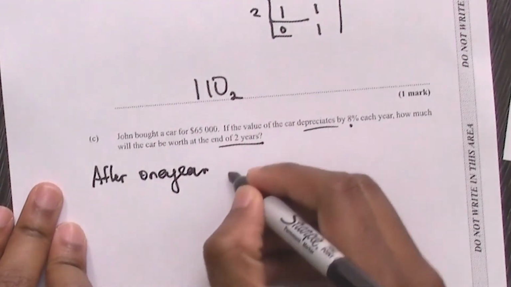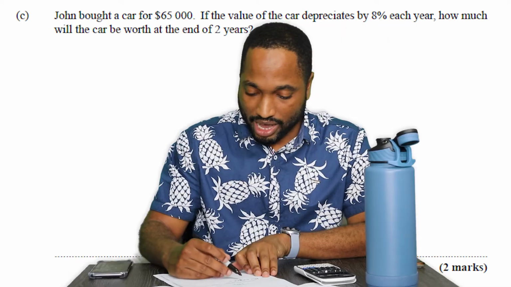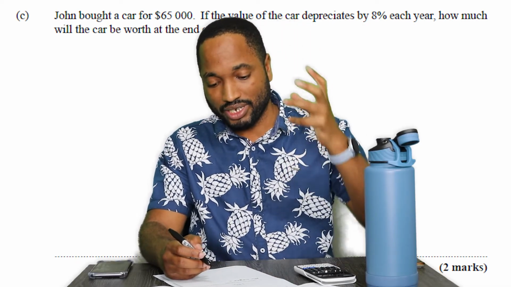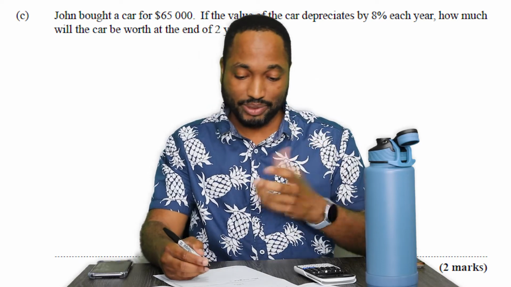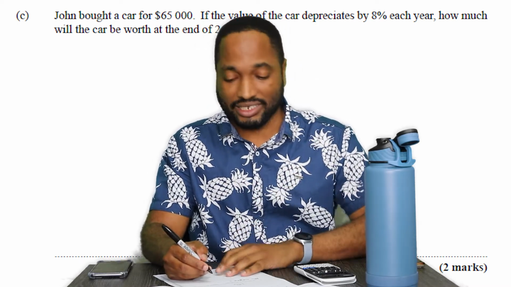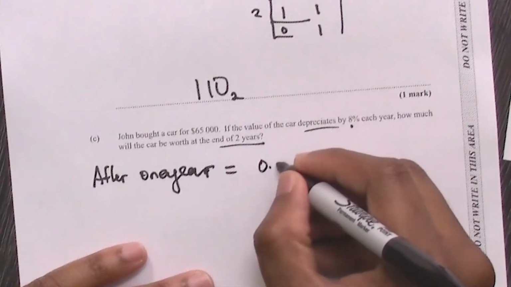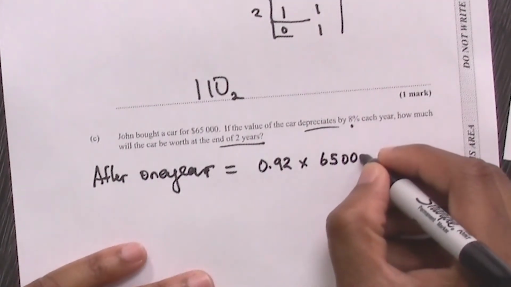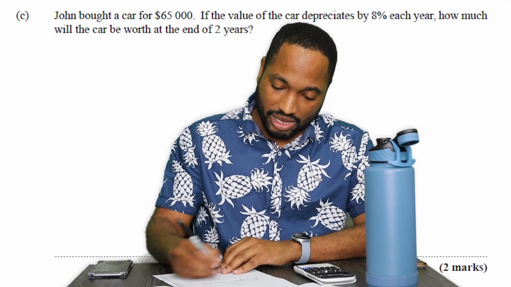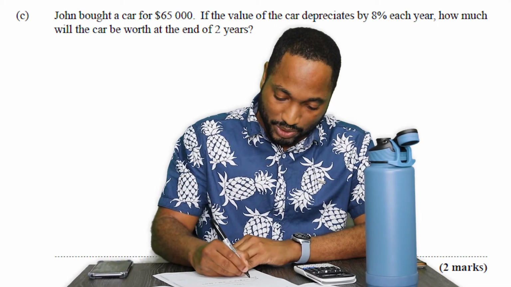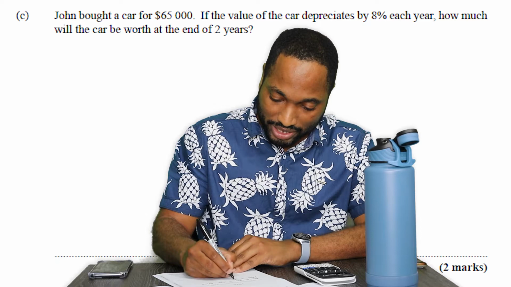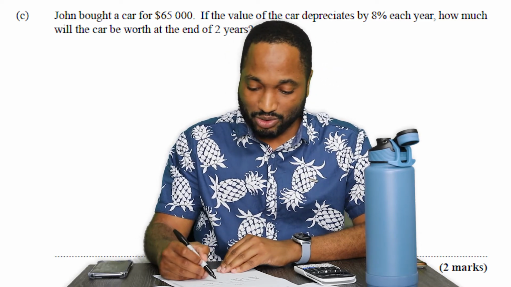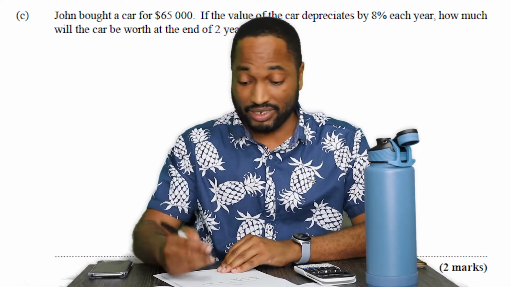somehow I managed to put 1 year as one word, so we can live with that. After 1 year, 65,000 will depreciate by 8%, which means the new value will be 92%. 92% as a decimal is 0.92 times the original value. And after 2 years, let's put 2 as a number this time, it will be another 0.92 of the previous year's value.